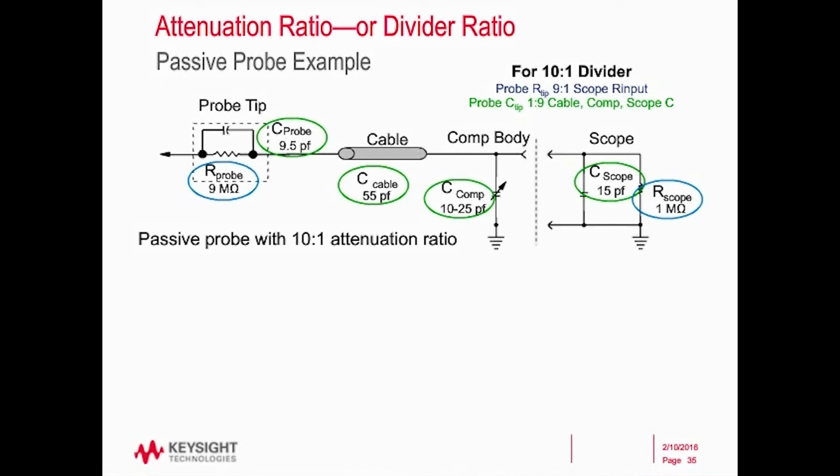So when we do that for our passive probes, there's a ratio of 9 to 1 of the tip R for the probe to the scope input R. And then there's the inverse of that. The tip C is 1/9 the combined capacitance of the cable, the comp box, and the scope itself. That's why you'll notice that for that probe, the 9.5 picofarads, a lot of that is actually a discrete component that we have to put in there to create this impedance divider. And that's why the passive probe has so much higher capacitance than the active probe. In the active probe, we don't have to do it this way because we've got a probe amplifier in there that can act as the buffer for us.